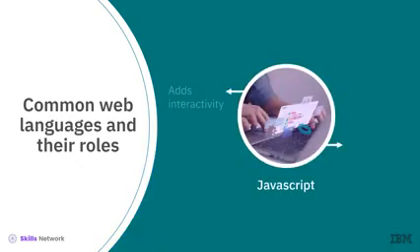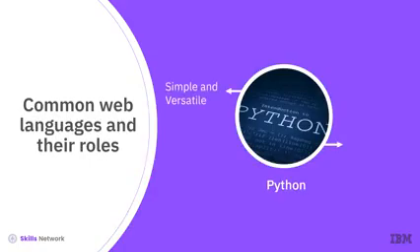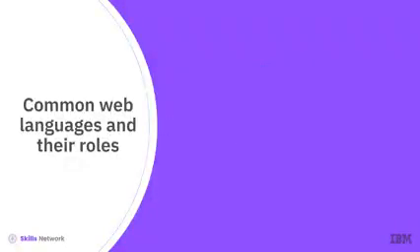JavaScript adds interactivity and dynamic behavior to web pages. It runs directly in the browser and enables form validation and DOM manipulation. Python is popular for its simplicity and versatility. It is used with frameworks like Django and Flask to build robust web applications. Here are some other common web languages used by developers.